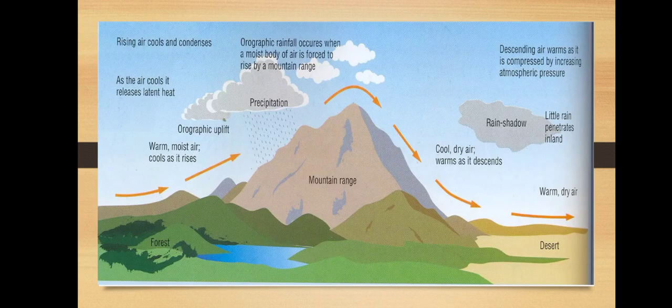So here we have another example. If we follow the arrow, we have the mountain range. Warm moist air cools as it rises, because in this portion precipitation will take place. But when it reaches the peak of the mountain and goes down, cold dry air warms as it descends. So warm dry air is where the deserts are found. Okay, I think you can understand by following that arrow.